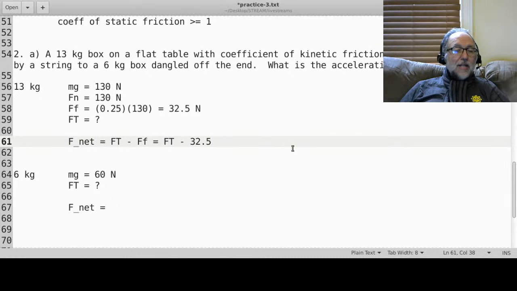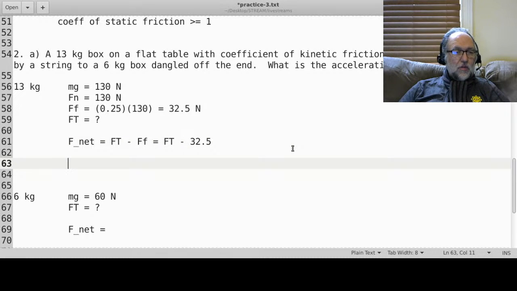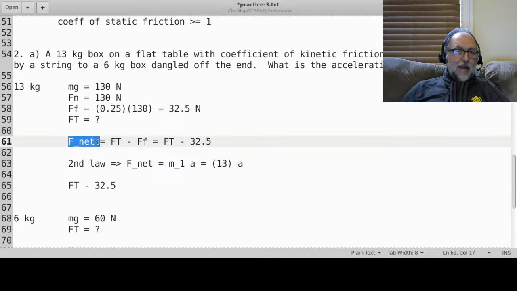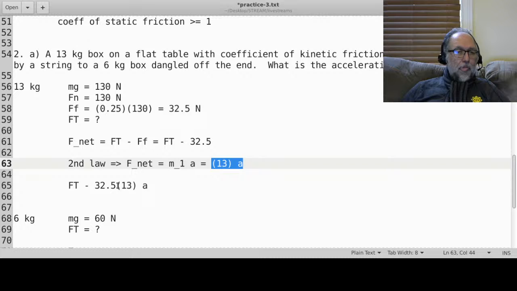But you can say one more thing, and this is where the second law comes in. The second law says that F net is equal to MA, and M here, maybe we should say M1, is the 13 multiplied by A. So you could say that what you found for F net has got to equal 13 times A.